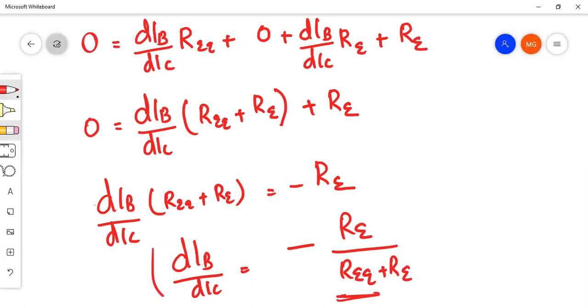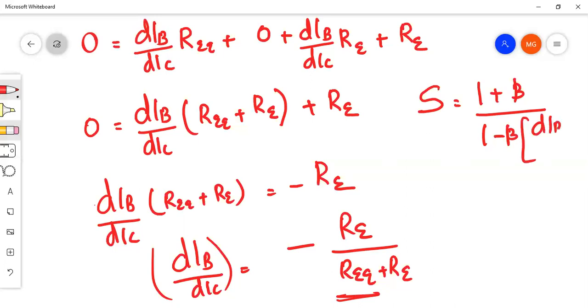Why did I calculate this DIB by DIC? I need to find the stability factor. Yes, the stability factor is 1 plus beta divided by 1 minus beta into DIB by DIC. That's why I calculated this DIB by DIC, and we got minus RE divided by RE plus R equivalent. Then I am just substituting this value in the stability factor equation.